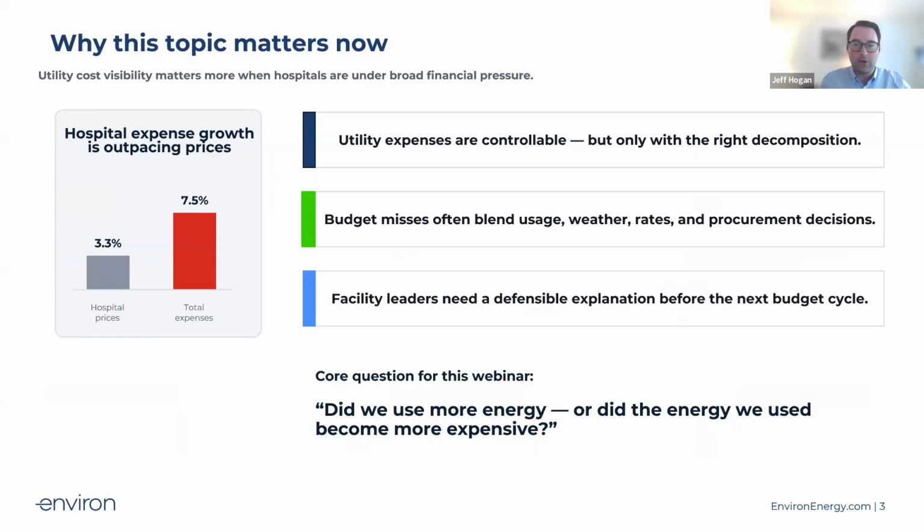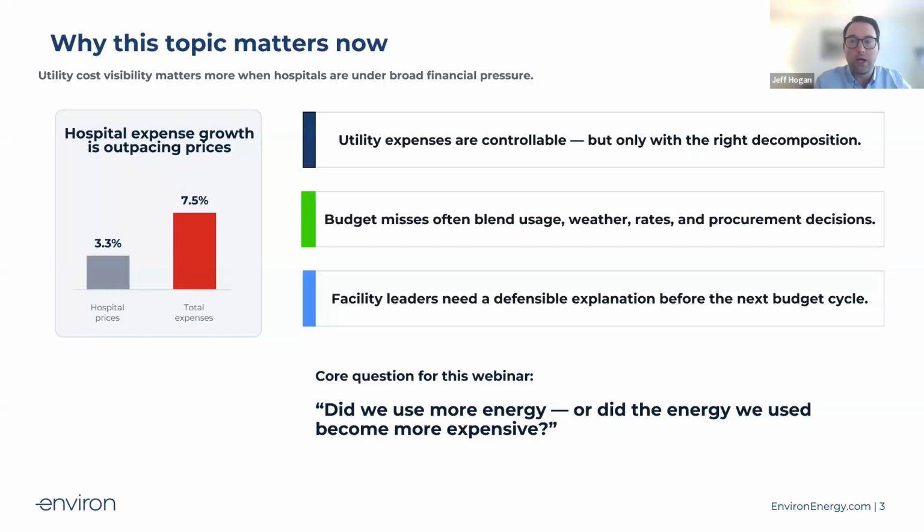So why does this topic matter now? And we feel that it's more relevant now more than ever. Generally speaking, hospitals are under pretty hefty and significant financial pressure. As shown on the slide here, hospital expense growth is outpacing hospital price growth. That means that health systems are being asked to manage rising costs while still protecting staffing, clinical operations, infrastructure reliability, patient safety, and ultimately long-term capital needs.